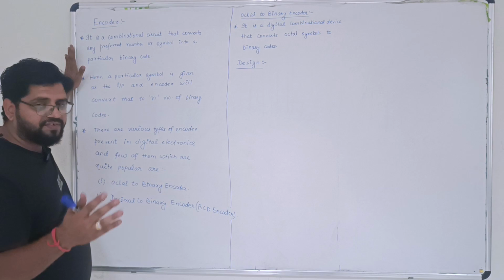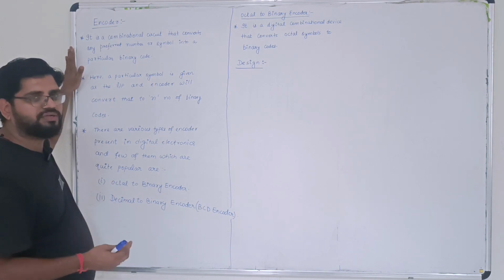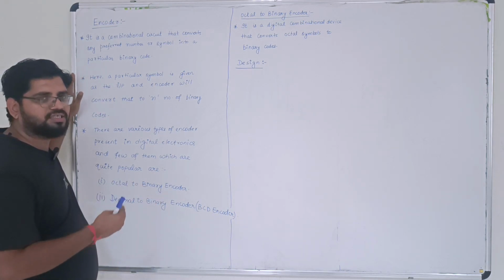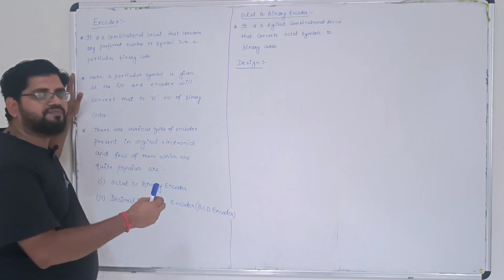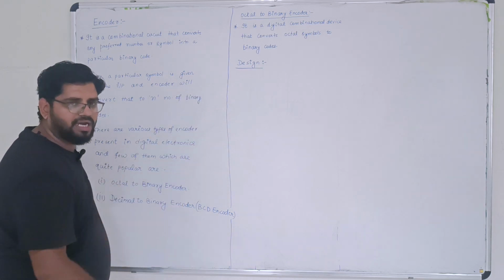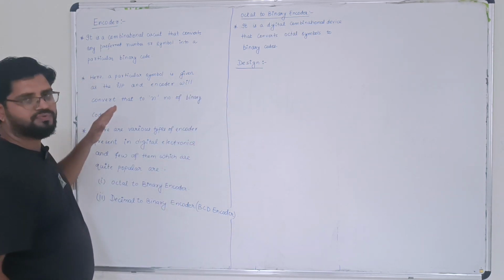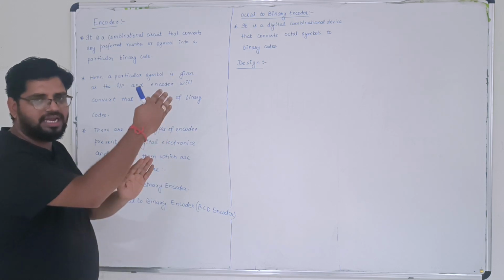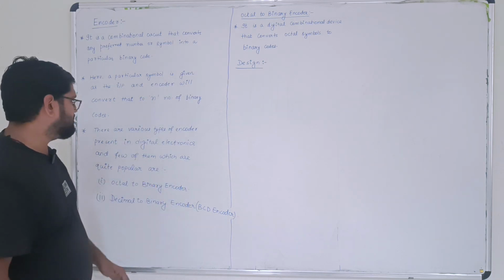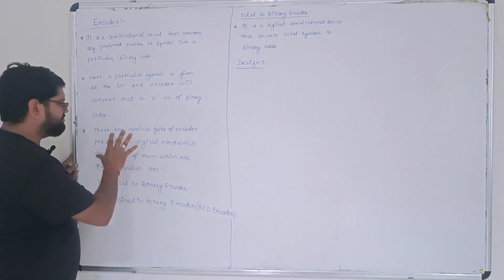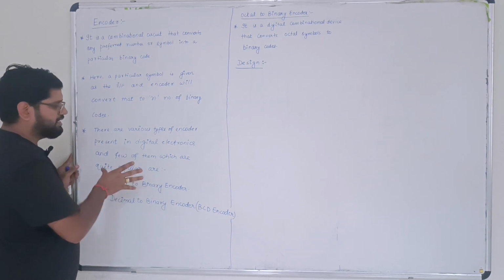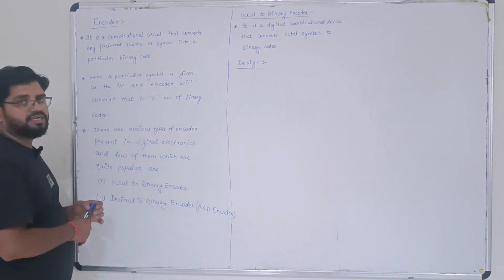For the definition, the only thing you have to remember is that an encoder is a combinational circuit that converts a preferred number or symbol into binary codes. Here also we'll have only one symbol as the input and n number of binary numbers as the output.